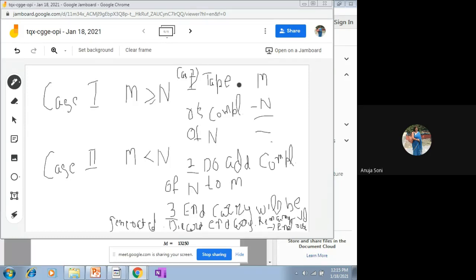What is the very first step? You have to take the r's complement of the negative number, that is n. Then you add the complemented value of n to the value m, and ultimately in such cases the end carry will be generated. You have to discard the end carry, and the remaining value will work as the final resultant value. This will be your case 1.